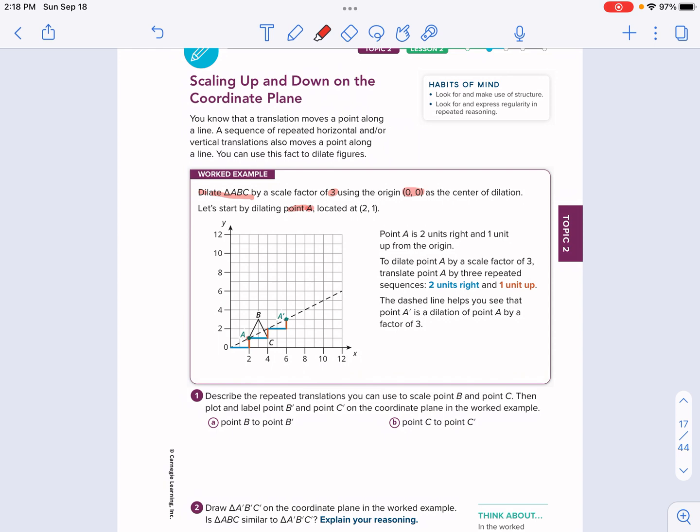And it's having us do this in a slightly different way. Off to the right, it says point A is 2 right, 1 up. It says dilate point A by a scale factor of 3. And essentially, the steps that we had on the previous page, we're just kind of replicating those steps.